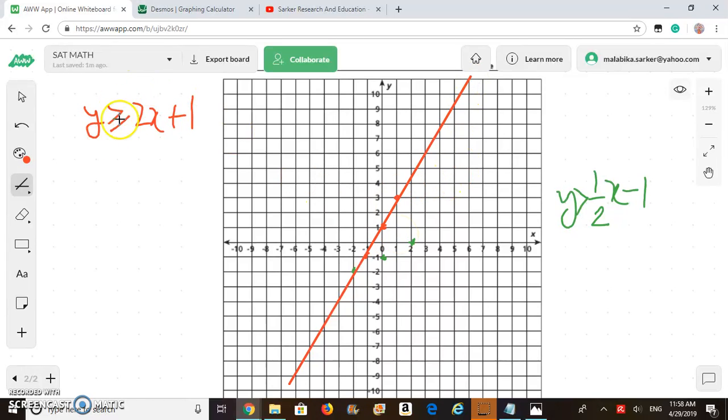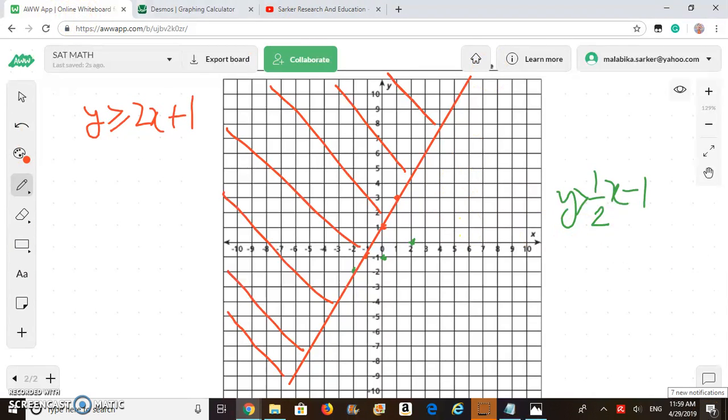Now we will have to denote the inequality. Since y is greater than or equal, anything above this line will be denoted by this inequality. Let us do that. So if we choose our pen, this represents this inequality here.